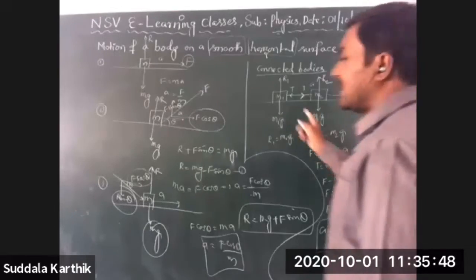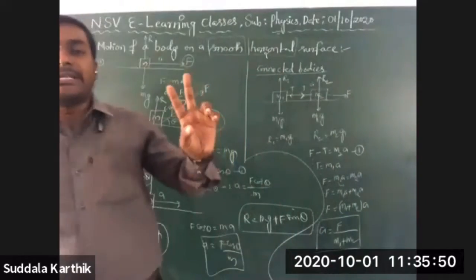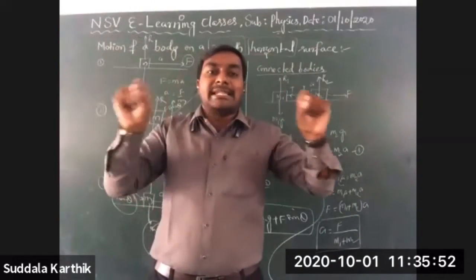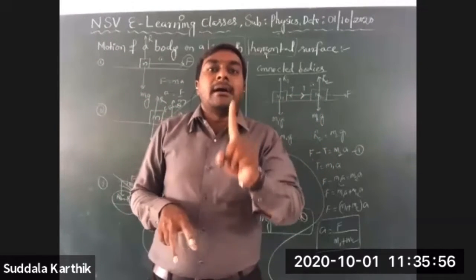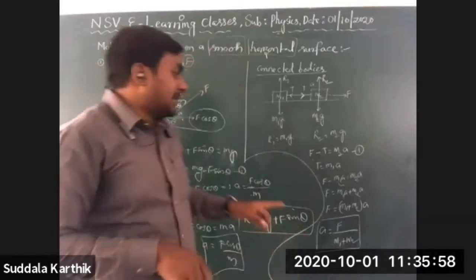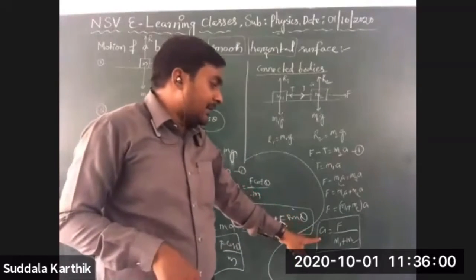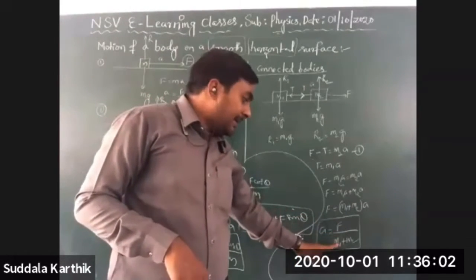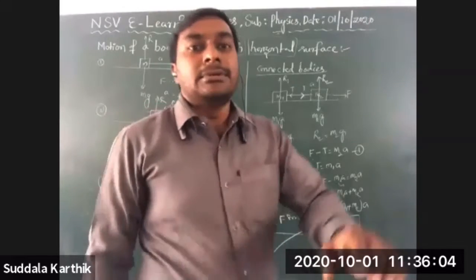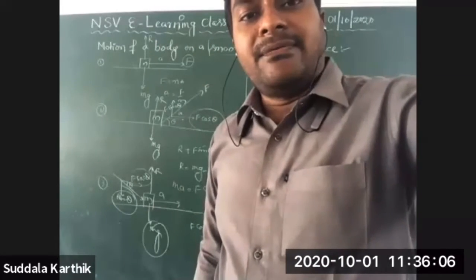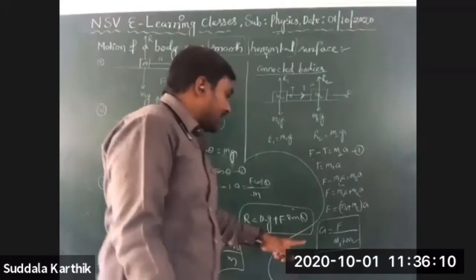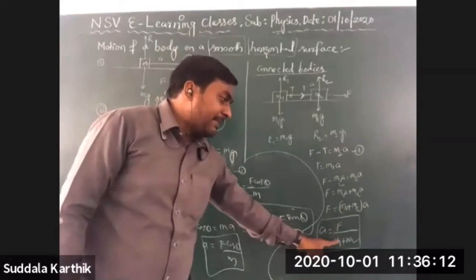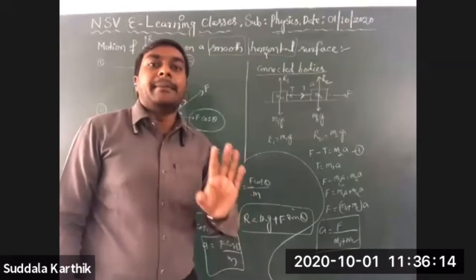What is the common acceleration? Those two bodies which are connected by the string have a common acceleration. That common acceleration a is equal to F by (m1 plus m2).